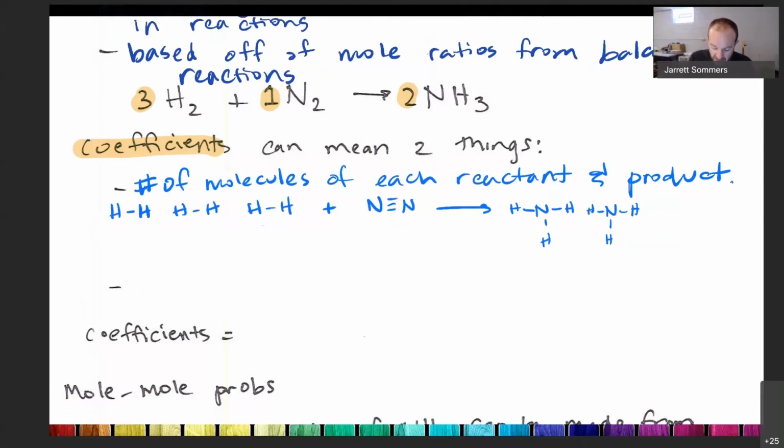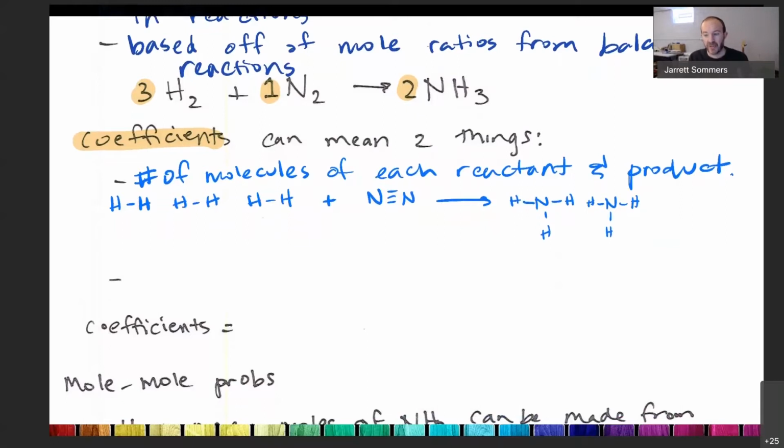But it also means, and usually more importantly for this class, that if you expand that out, instead of looking at just molecules, it can also mean the number of moles of each reactant and product.